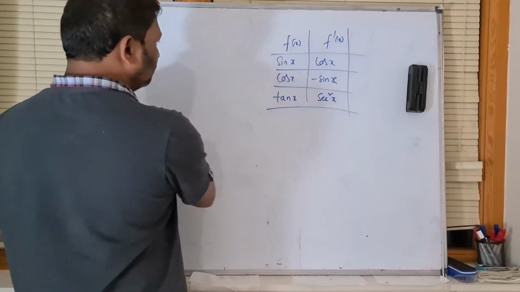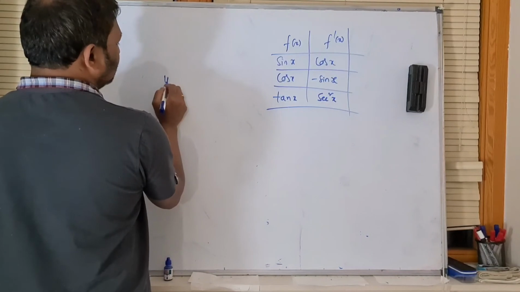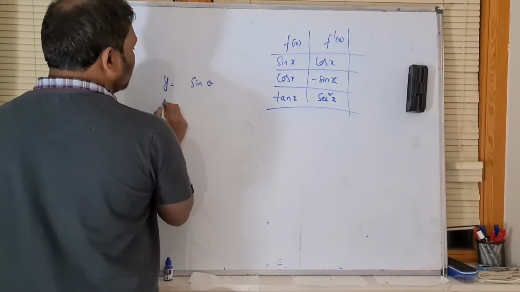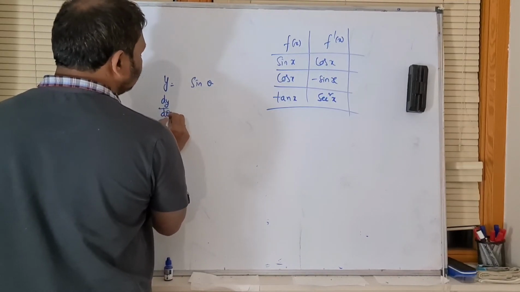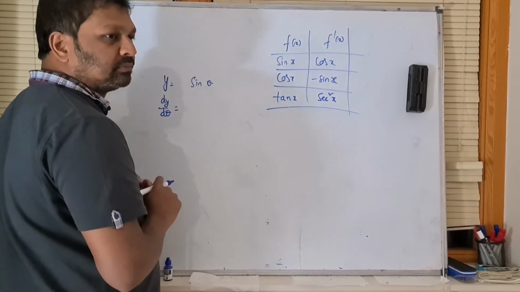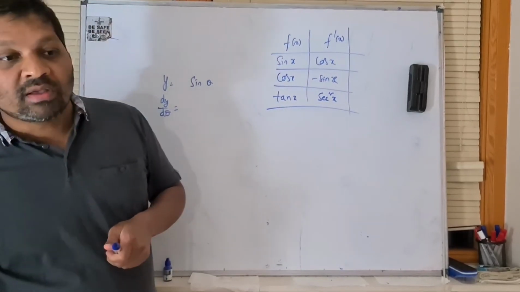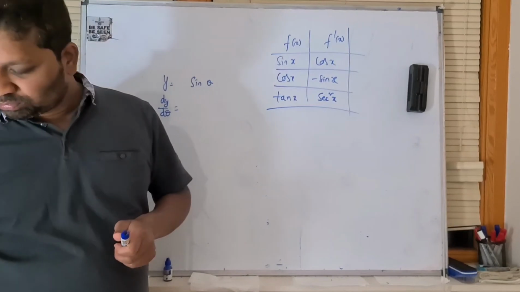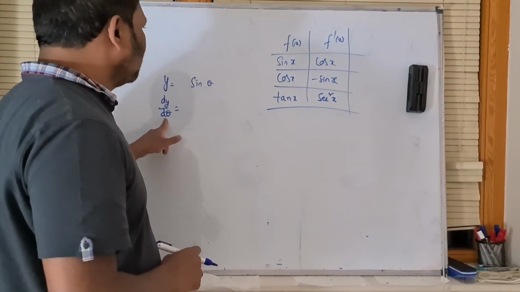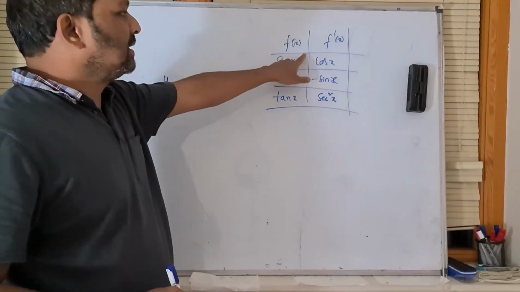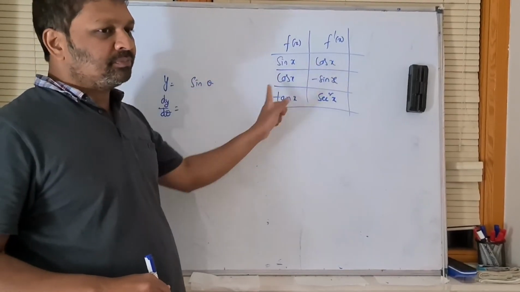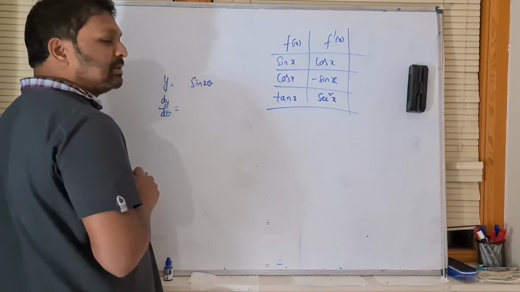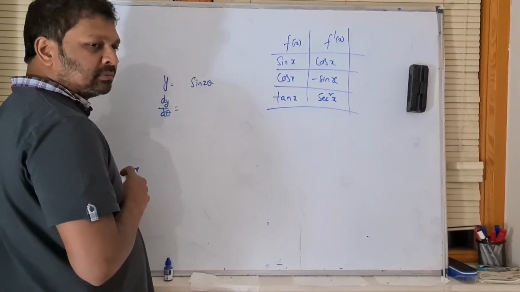For example, y is equal to sin theta. What is dy by d theta? Cos theta. You should say cos theta, because it's with respect to theta. The formulas given here are with respect to x, but here it is with respect to theta. For example, I'm going to modify it like this: sin 2 theta. Cos 2 theta.